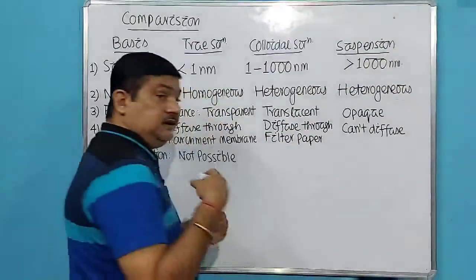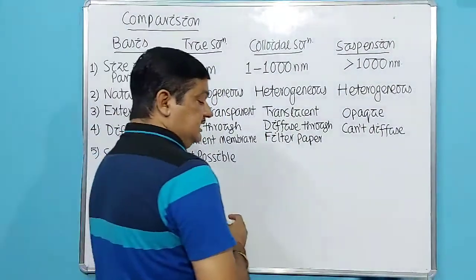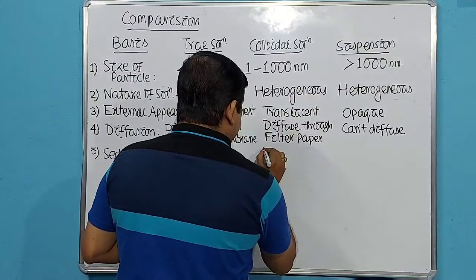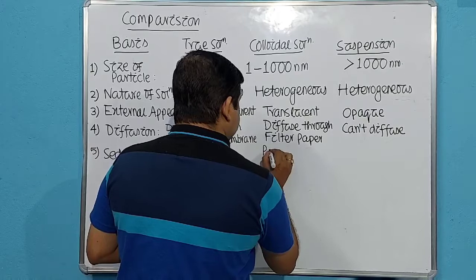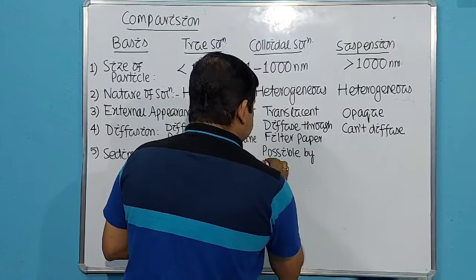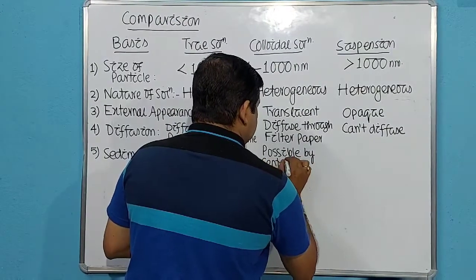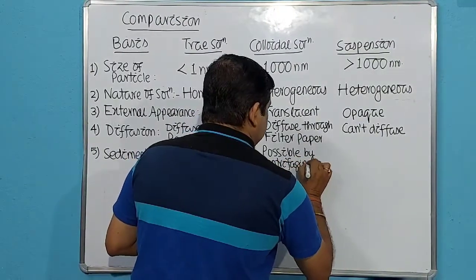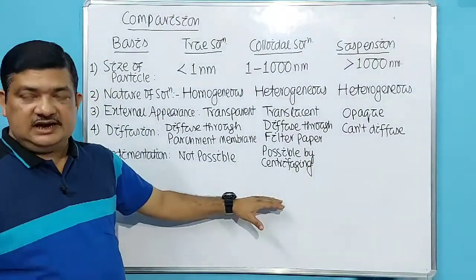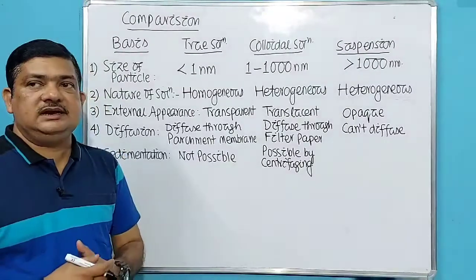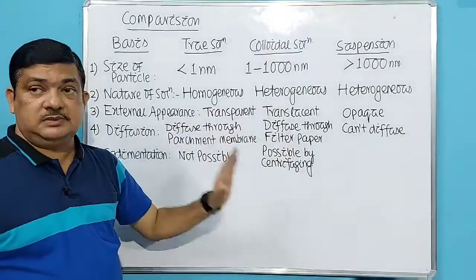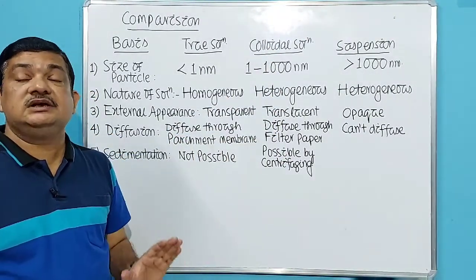And here it is possible if it is added with centrifuge. Sedimentation is possible by centrifuging. That means rotating at a very high speed so that the heavier matter gets separated from the solvent. The heavier particles get separated and settle down. So when sedimentation is added with centrifugation, then it is possible in the case of colloidal solution. But under normal conditions, they do not sediment.